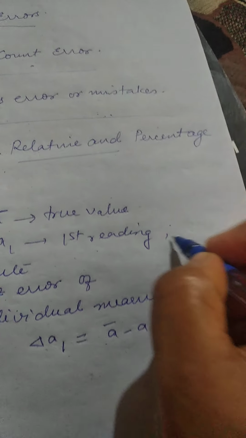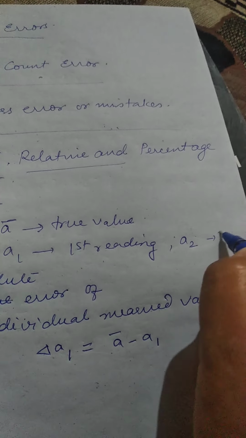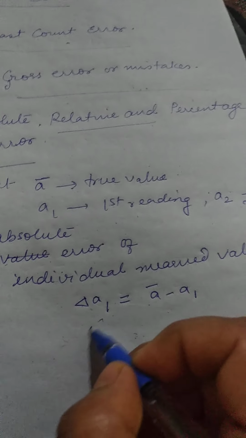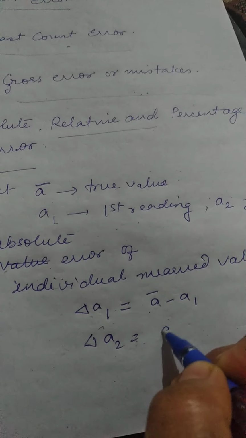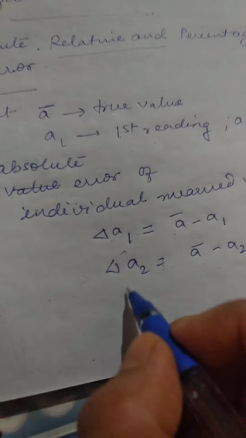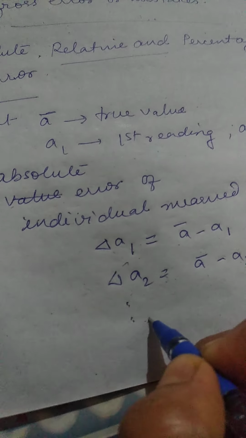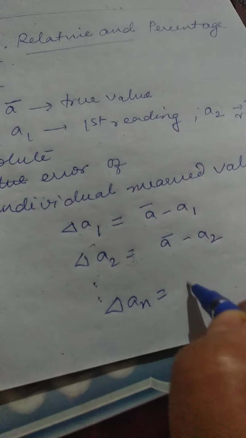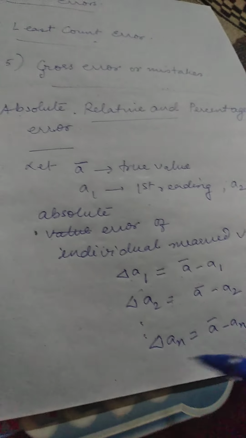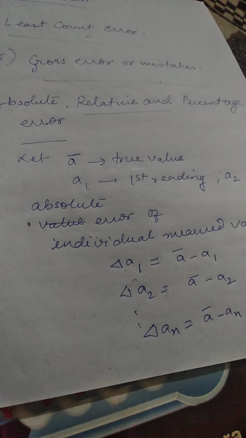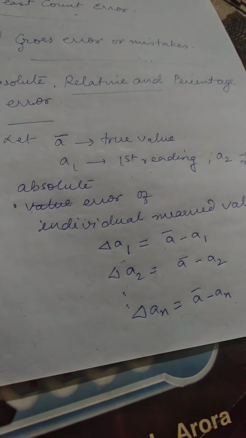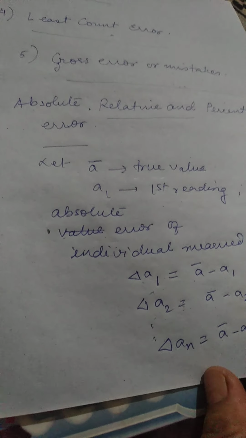Suppose you have a2 as the second reading, then the absolute error of the second reading will be a bar minus a2. Likewise, if you take n readings, the absolute error will be a bar minus an. So this is how we calculate absolute error, the difference between the true value and the individual measured value.